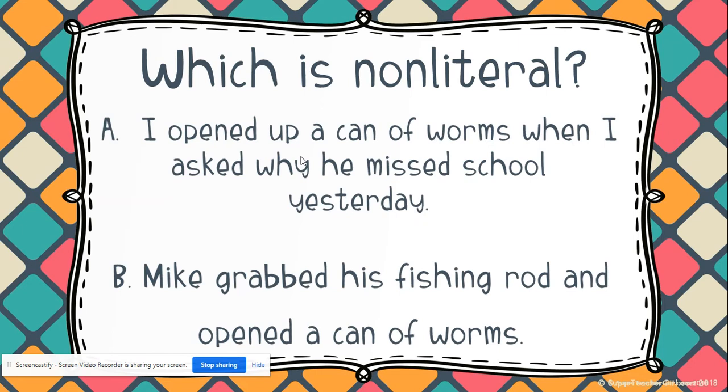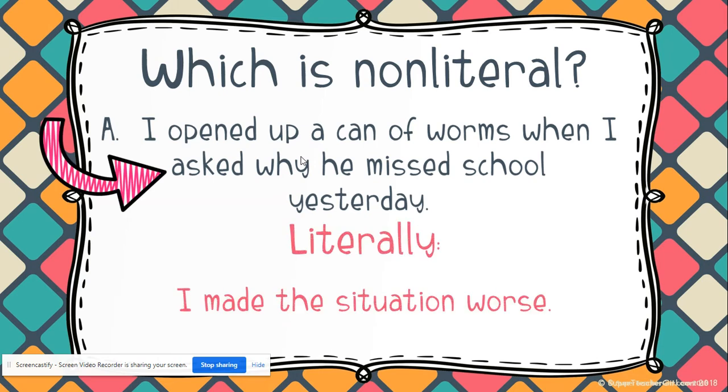Which is non-literal? A, I opened up a can of worms when I asked why he missed school yesterday. Or B, Mike grabbed his fishing rod and opened a can of worms. Which one do you think it is? The top one, A. I opened up a can of worms when I asked why he missed school yesterday. It means he made the situation worse by opening up that can of worms.